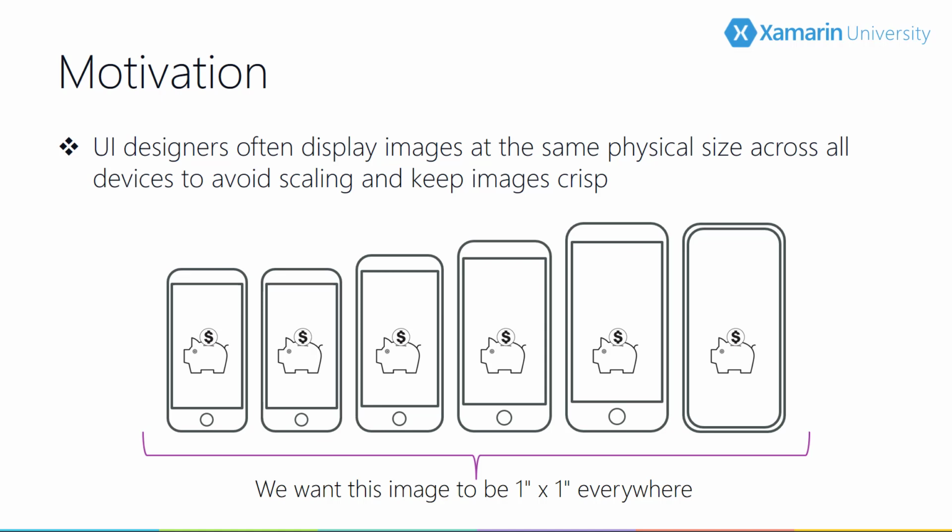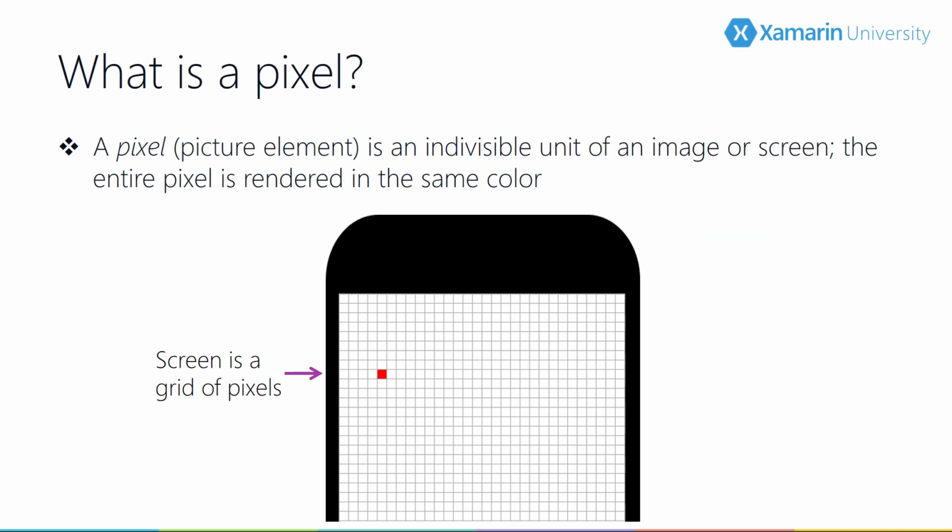So we need a way to be able to display that image at the same physical size because that's the resolution of the images we have. But if you think about it, every device has a different resolution screen, so that is a little bit challenging. So let's take a look at how we can solve this problem using points. Before that though, we need to take a step back and let's talk about what exactly is a pixel. So a pixel actually stands for picture element, and it represents the smallest unit of an image or a screen.